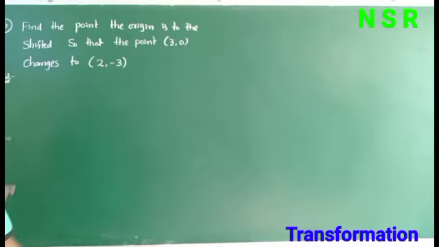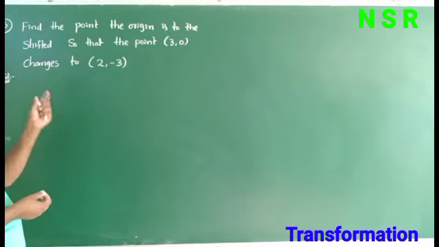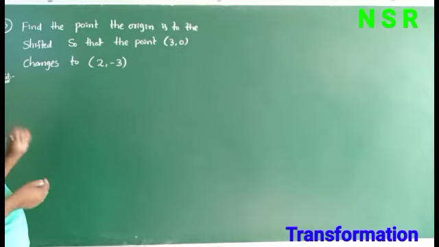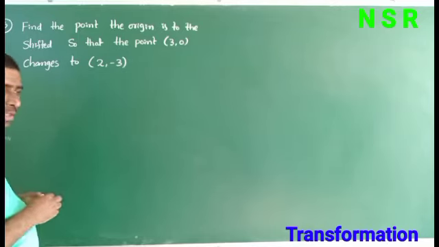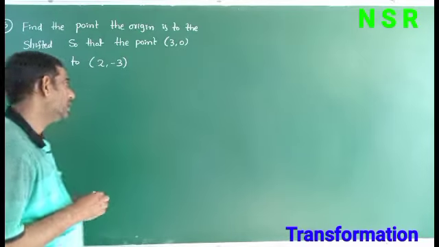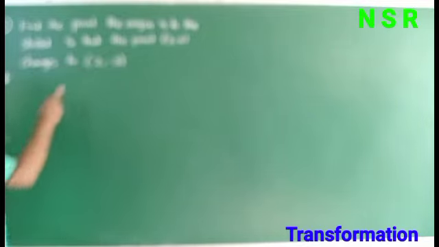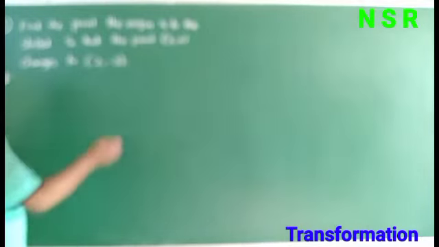So next, question number 5: find the point to which the origin is shifted so that the point (3, 0) changes to (2, -3). So in this question we have to find the origin shifted point, that is O dash (h, k). Here 2 points are given. The first point is P, the position with respect to the original axis, and that changes into the new point P dash (x dash, y dash) = (2, -3). So (x, y) changes to (x dash, y dash).